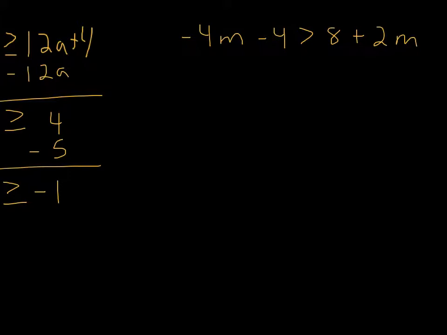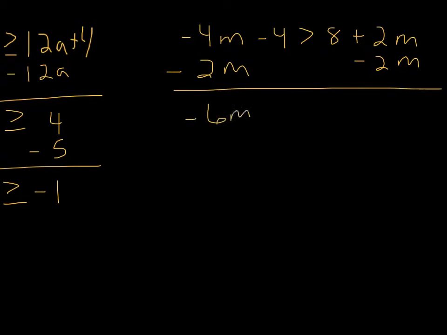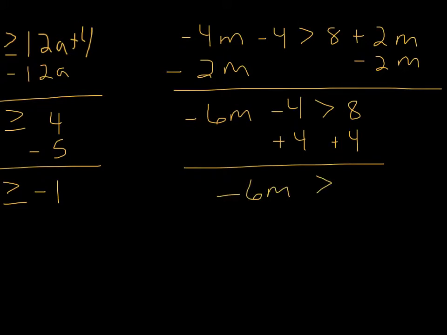So I'm going to bring the 2m over. So I'm going to do minus 2m because it's a little easier to have the variable on the left side. So we end up with negative 6m minus 4 greater than 8. We add 4 to both sides. You end up with negative 6m greater than 12. Then we divide by negative 6 on both sides. And since we are dividing by negative 6, hopefully you remembered to flip your sign. And we have negative 2. So m is going to be any number less than negative 2.